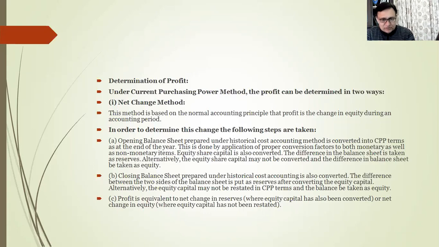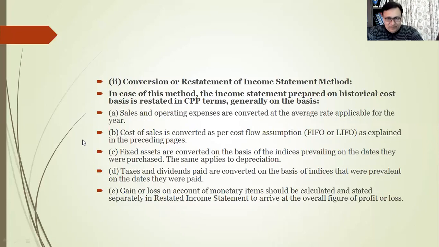So the choice is yours. The closing balance sheet prepared under the historical cost method is also converted. The difference between the two sides of the balance sheet is put as reserve after converting the equity capital. Alternatively, the equity capital may not be restated in CPP terms and the balance is taken as equity. So profit is equivalent to the net change in the equity. So equity as per the converted balance sheet in the opening, and equity as per the converted balance sheet at the end of the year, the difference will be treated as reserve, which is the amount of the profit.